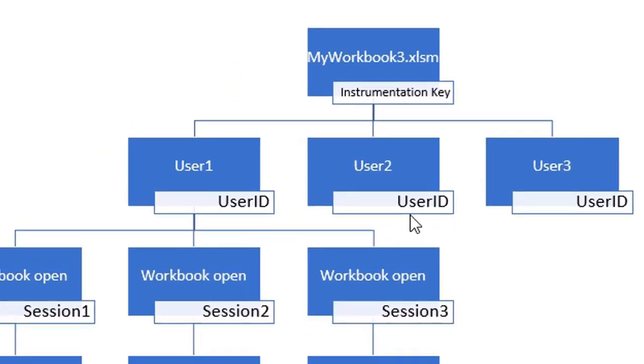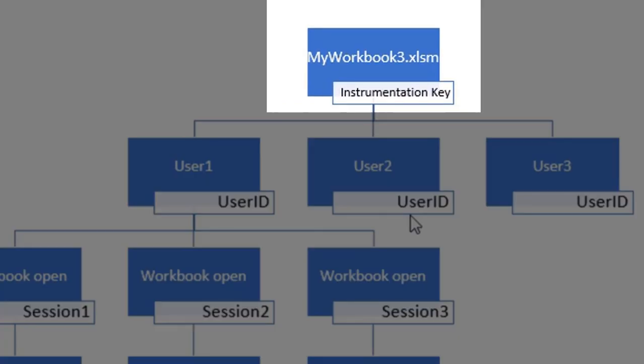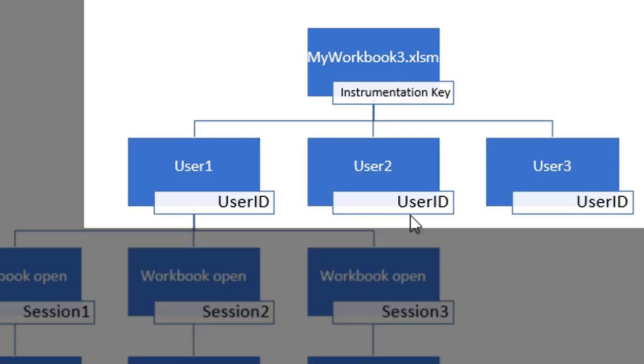Let's say that we have a workbook called myworkbook3.xlsm. And this workbook, we have a resource open in Microsoft Azure Application Insights that is having its own instrumentation key, so that we know where to send our data. Now, let's say that we have 3 users that are using this application. User 1, for example, Joe, user 2, Amanda, and user 3, Carol.